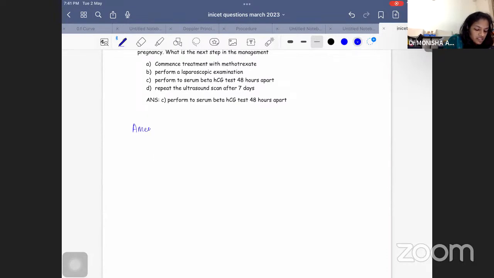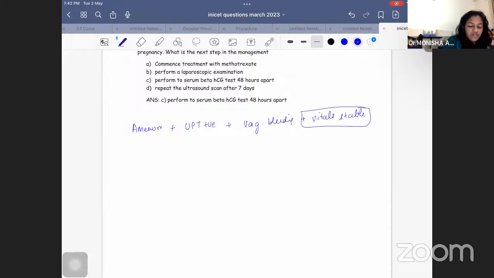If a patient is presenting with amenorrhea plus her UPT is positive, and she complains of vaginal bleeding and her vitals are stable. This is very important. If they say unstable, your first diagnosis, if she's pregnant, her UPT positive and she's presenting with vaginal bleeding and vitals are unstable, no doubt you're taking her for laparotomy. That will be your next answer. You stabilize the patient, in the sense give fluids, and simultaneously shift her to OT and do a laparotomy.